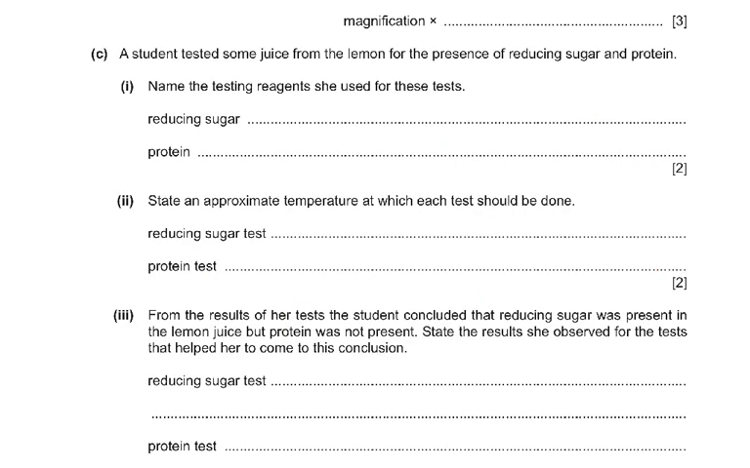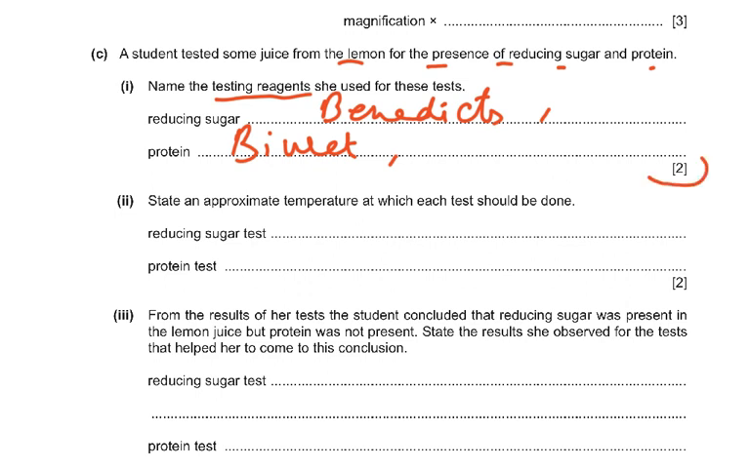Then coming to the C part of the question, a student tested some juice from the lemon for the presence of reducing sugar and protein. Name the testing reagents she used for these tests. For reducing sugar, what will it be? Very basic. For the reducing sugar, it will be Benedict's. And for the protein, it will be biuret. So Benedict's and this would be biuret. So you had to know the name and you just had to write that, and that got you your 2 marks.